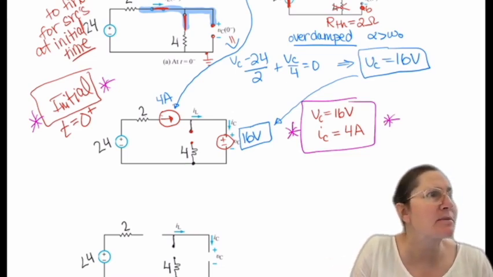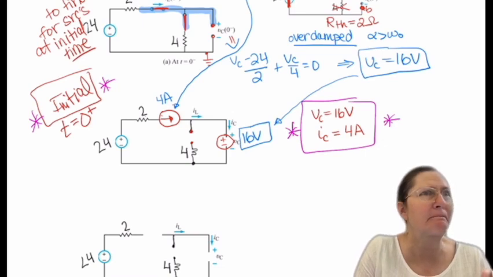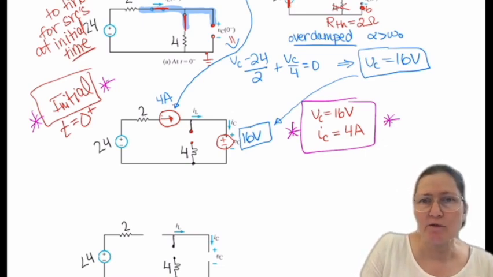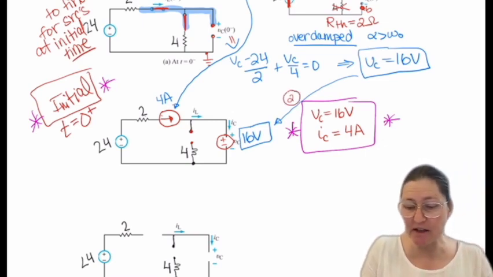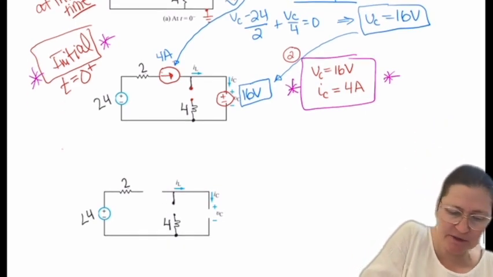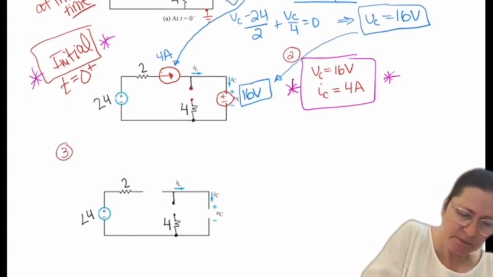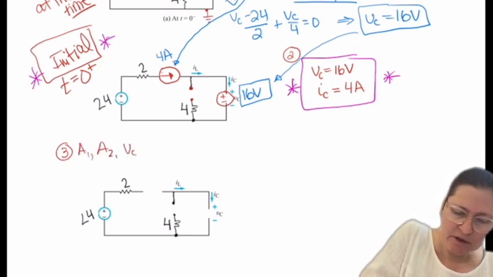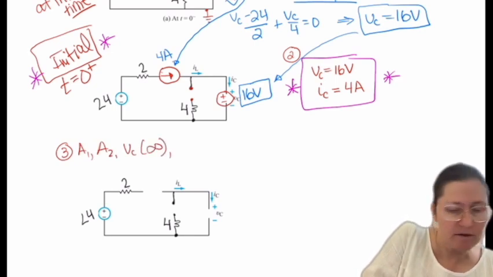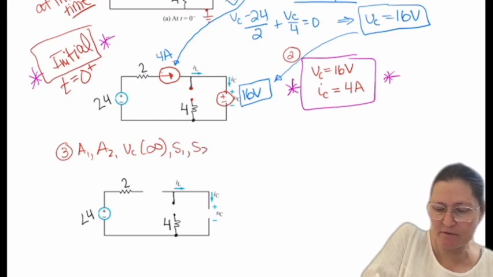All right, any questions about that? Does that make more sense with the initial time? Okay. All right, so from here, this was our second step, to find the initial values. The third step is to find the other variables. So we need A1, A2, VC infinity, and S1 and S2.